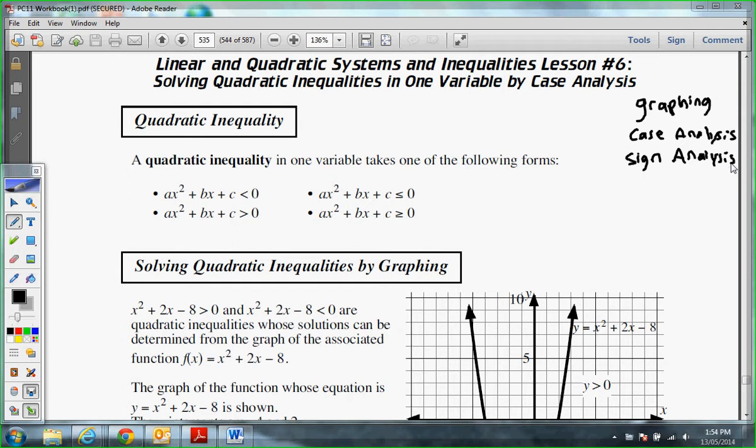Okay, so building off of that, quadratic inequality with one variable. So it means there's no y. When there's no y, we're not shading, we're not doing any of that. We're trying to figure out when the actual graph itself is positive or when it's negative. It looks like these forms here.